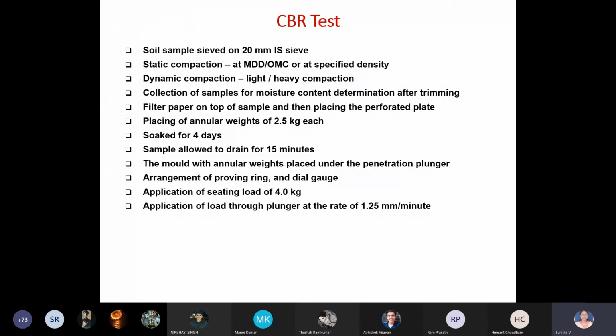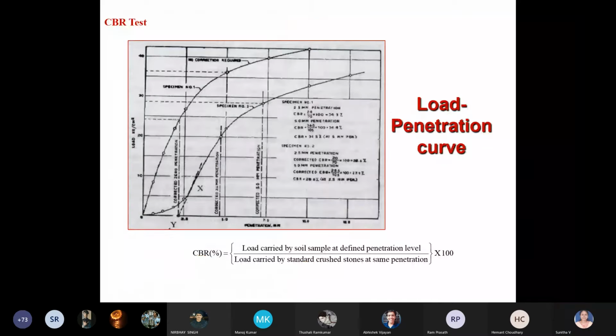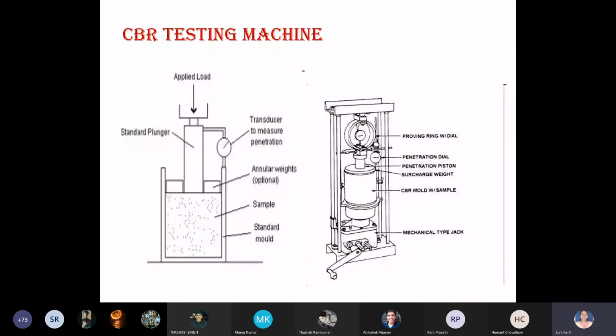Okay, soil sample. I just wanted to highlight one thing. You have to place the annular weight of 2.5 kilogram. Can you tell me the reason for placing this weight, which is actually called the surcharge weight? You could see here the annular weight is placed above the sample. What is the reason for that? Anyone? Ma'am, so that the load will be uniform on the surface area, not concentrated. Okay, for uniform distribution of load. Any other?